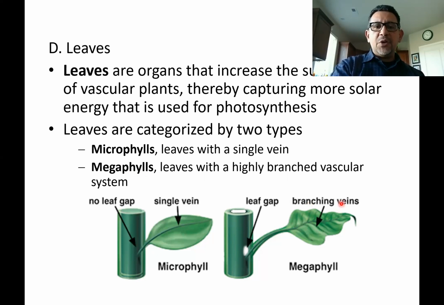So now you know the difference between the microphylls of vascular plants like the club mosses, the lycophytes, and then we see the megaphylls you can find in everything from the monilophytes, such as the ferns, and all the way up into the flowering plants and the cone-producing plants.